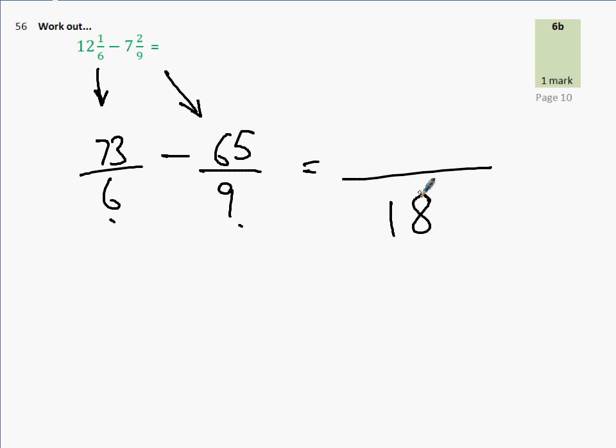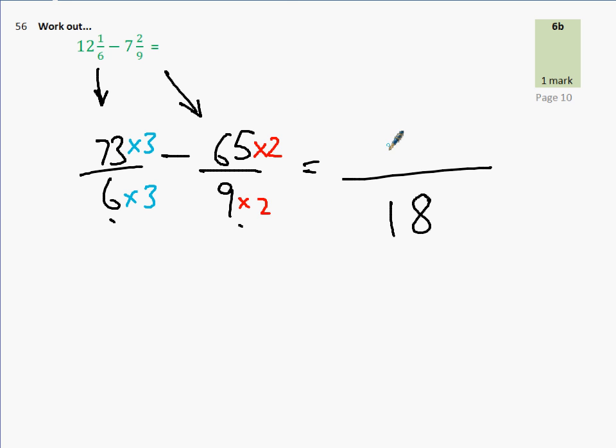Okay, 6 and 9 both go into 18, that's the smallest number they both go into. So to turn 6 into 18, times it by 3, that means you'll times that one by 3, and to turn 9 into 18, you times 9 by 2, so you have to times 65 by 2.